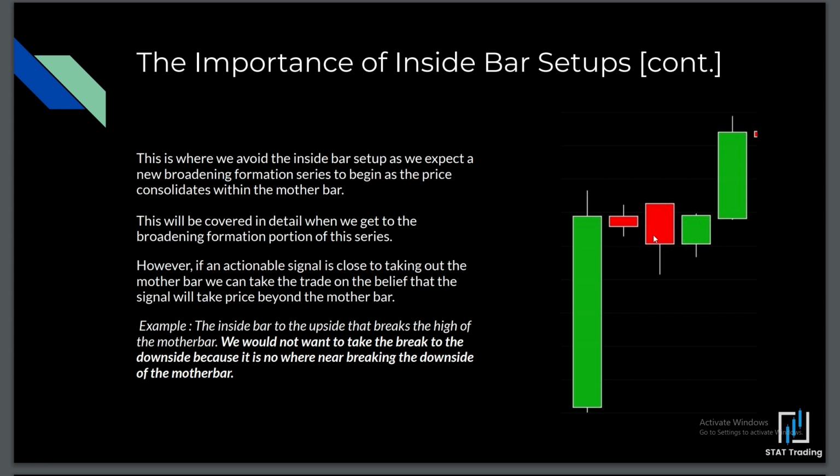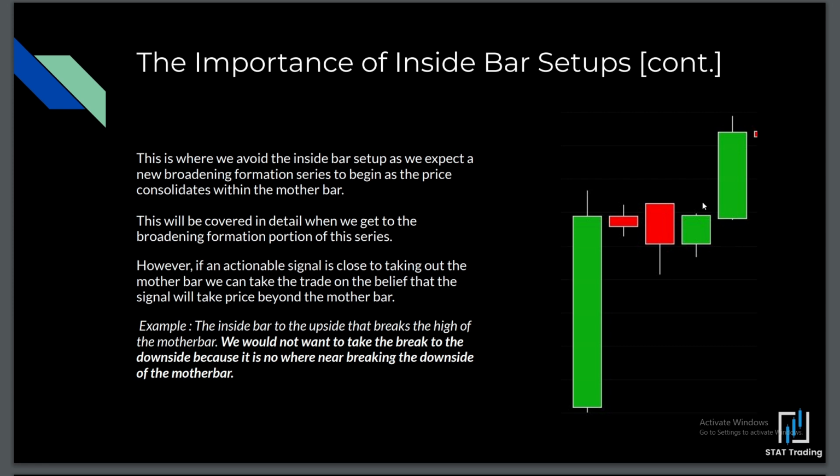The reason being is because when you go inside, you start a new broadening formation series. And you'll see here, they actually make a slightly higher high to this high here and a lower low to this low here. That's a broadening formation. And then you go and create an actionable signal, and that breaks the high of the mother bar.